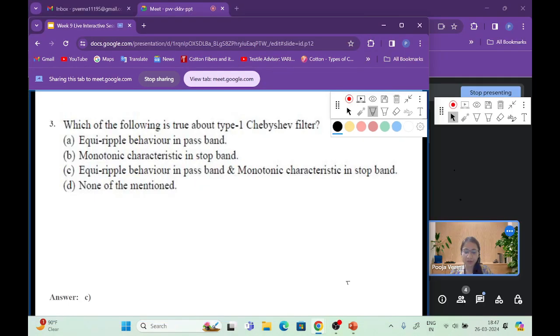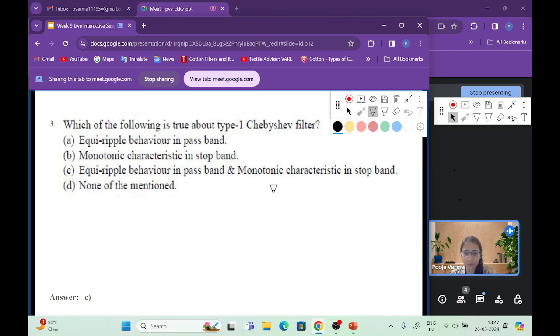Okay, yes. So the next question is, which of the following is true about type 1 Chebyshev filter? First option is equiripple behavior in a pass band. Option B is monotonic characteristic in the stop band. Option C is equiripple behavior in the pass band and monotonic characteristics in stop band. And option D is none of the mentioned.